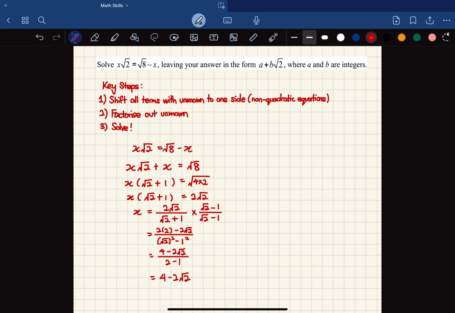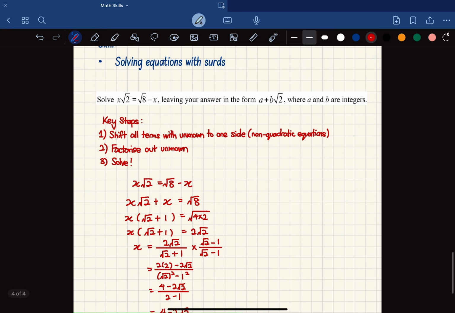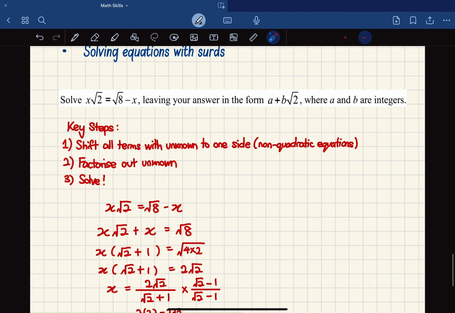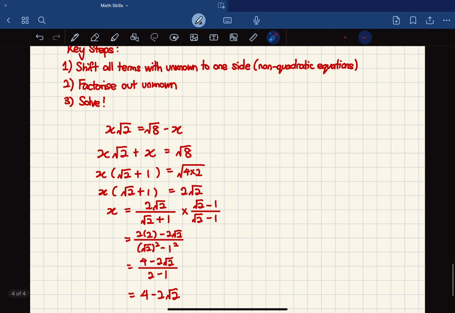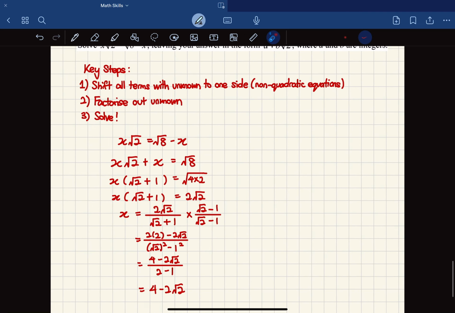So essentially, solving equations with surds, when it's in the form of a linear power of x, let's say x power 1, simply shift all the terms with x to one side, all terms without x to the other side, factorize out the x, then you divide both sides by the number that is multiplying to x, and then make sure to check for the denominator whether it's rationalized or not, and we can simply solve equations involving surds in this form.